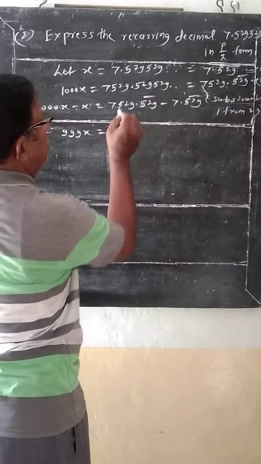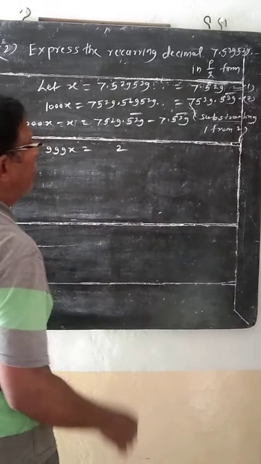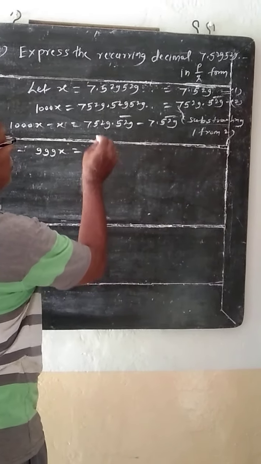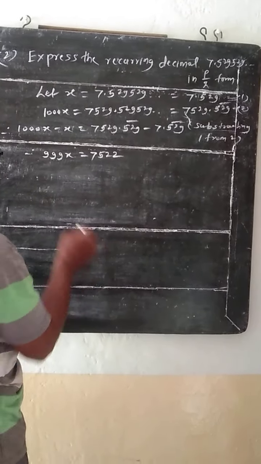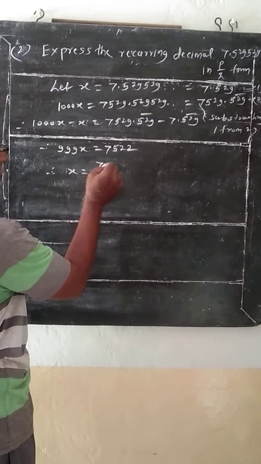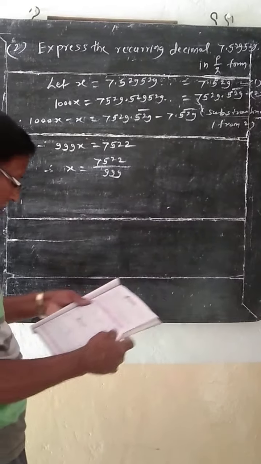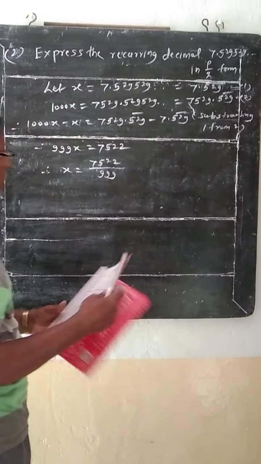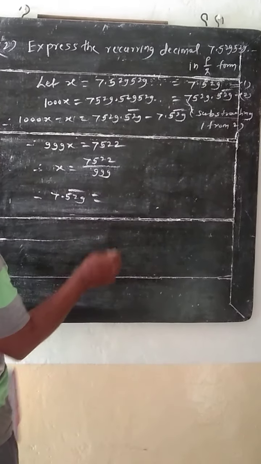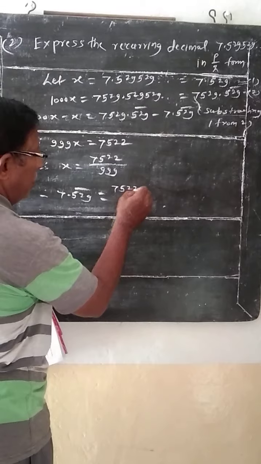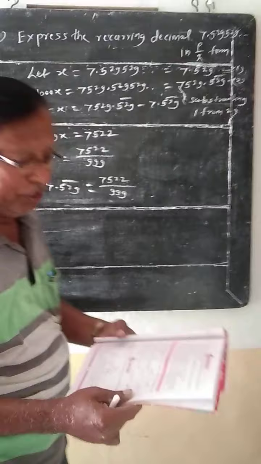This subtraction: 9 minus 7 is 2. 529 recurring minus 529 recurring is 0. 9 minus 7 is 2, 2 as it is. This 5 as it is. And this 7 as it is. And therefore x is equal to 7522 upon 999. Yes, therefore 7.529 recurring is equal to 7522 upon 999.